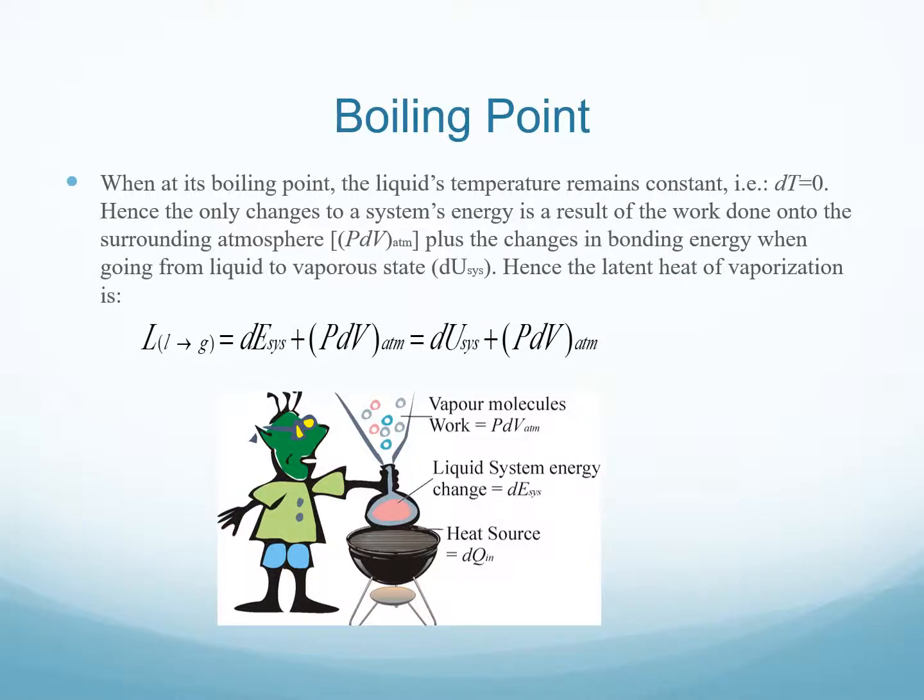Now, when a liquid is at its boiling point, the liquid's temperature actually remains constant, because all the energy goes into the latent heat of vaporization. And so dT equals 0, hence the only change to the system's energy is a result of the work done onto the surrounding atmosphere, plus the changes in bonding energy when going from a liquid to a vaporous state, and this is defined by dU system. Hence, the latent heat of vaporization, and here I'm defining it as L, with little brackets for liquid going to gas, is equal to the change of the system's energy plus the work done as defined by PdV, which is equal to the change in the bonding energy dU system plus the work done again by PdV.